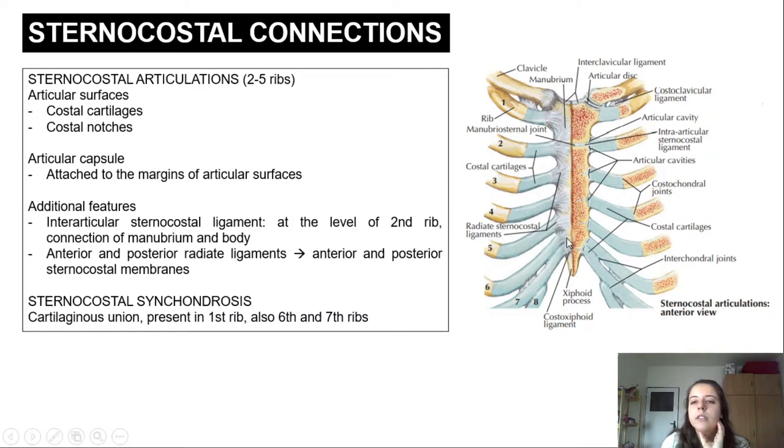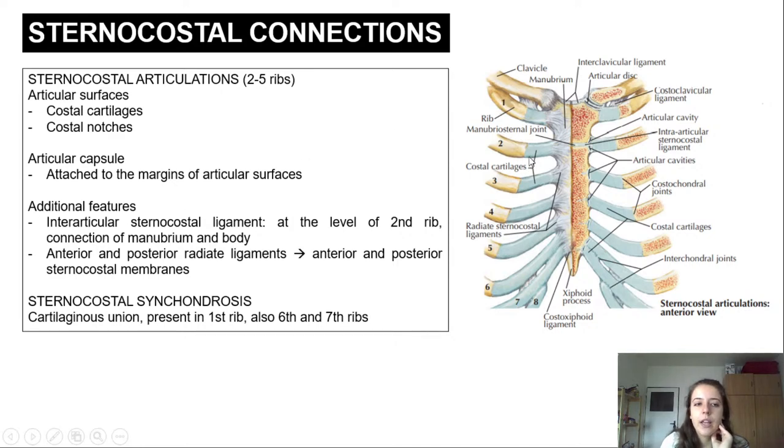Remember we had the 1 to 7 costal notches. So that's going to be part of my articular surface and the costal cartilage. The costal cartilage is going to insert in the costal notch of the sternum. The capsule is going to be attached to the margins of the articular surface.